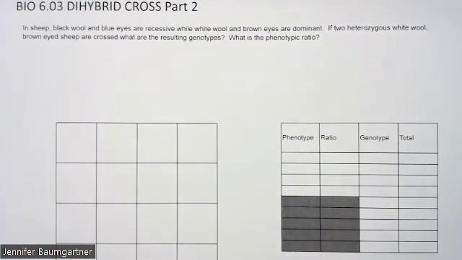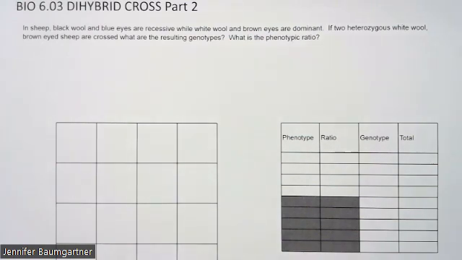So what we want to do is, if we cross two sheep that are heterozygous for both traits, we want to look at what the phenotype ratio is going to be and what the total number of different genotypes is going to be. Now, usually for dihybrids, we don't necessarily look at genotypes, but for this first one, I think it's worthwhile.